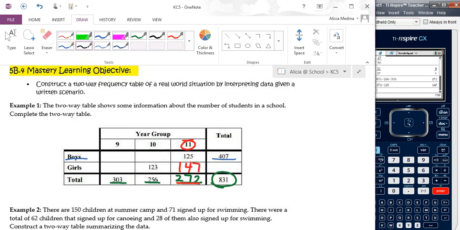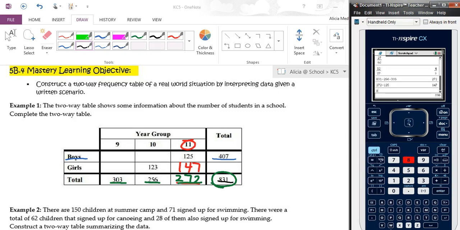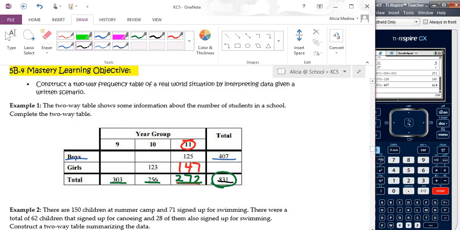I'm also going to be looking at our totals. I see that our total number of people here is 831, which is still right there. And I'm going to subtract the number of boys in total in all grade levels. So 831, I'm going to subtract the amount of boys, which is 407. And that should give me how many girls there are, which is 424.